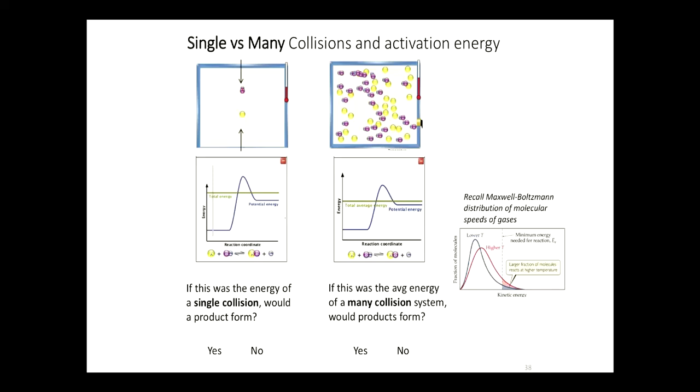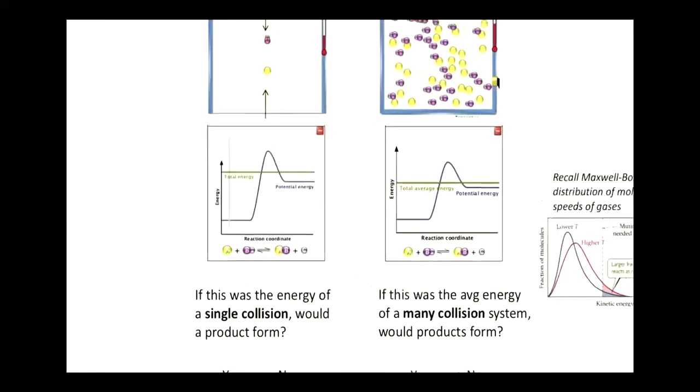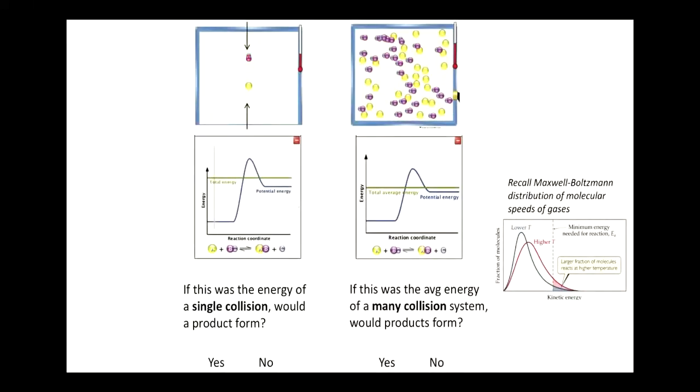So let's inspect a single collision versus a many-collision system, which is more pertinent for our cases, because we're always working with more than one atom here. So in this example, for a single collision, we collide these two particles with this amount of energy. Does a reaction happen? No, it doesn't, because you just roll the ball up and then it rolls right back down. So in this case, no, a reaction does not happen. So that is the total energy of that single collision.